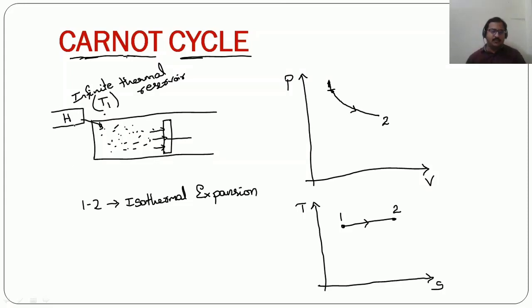Then now we need to remove this infinite thermal reservoir and we need to place an insulation here, such that without any heat loss to the surroundings, this gas further expands isentropically. So that means process 2 to 3 will be isentropic expansion that is taking place. Now this 2 to 3 is represented as a vertical line in the TS diagram.